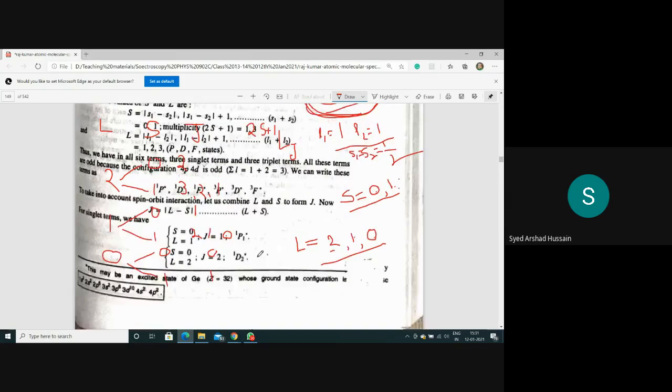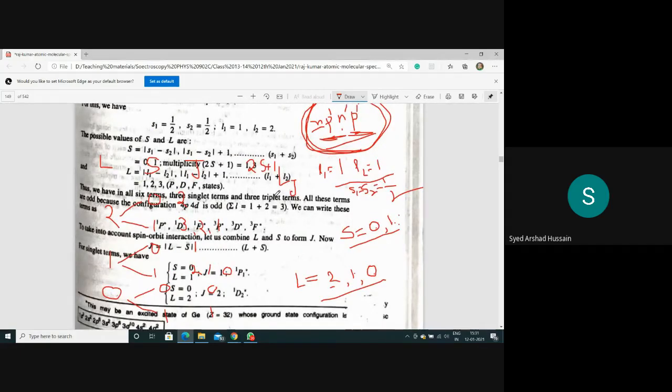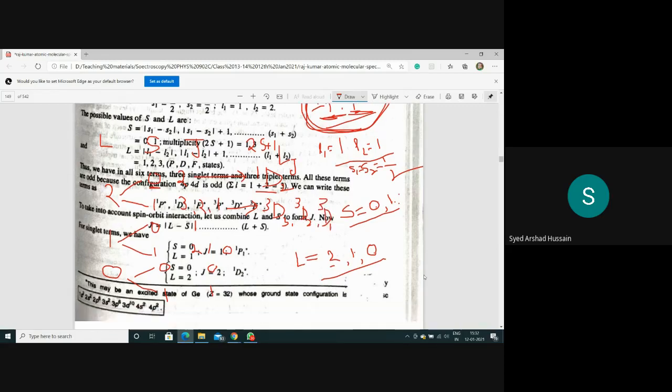0 and 0, 0 and 1, 1. So these are the values we got. Now twice S plus 1, L, J is very simple. Twice S plus 1 here is 1, and L is equal to 2, so the state will be D, and J is equal to 2, so 1D2. The term is 1D2. From here, S is equal to 1, so twice S plus 1 is 3, L is equal to 2, so 3D. And then 3D will be 3D3, 3D2, 3D1.